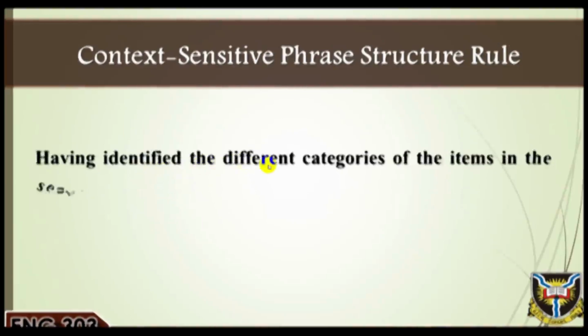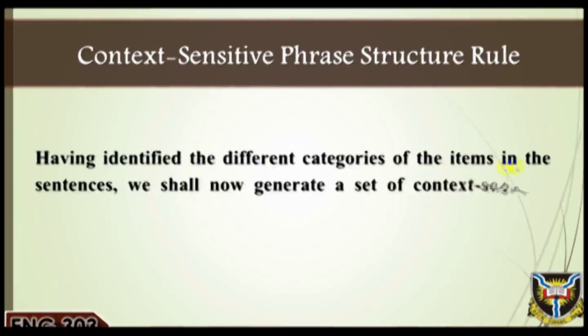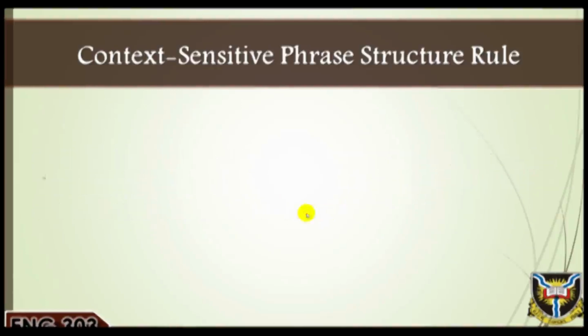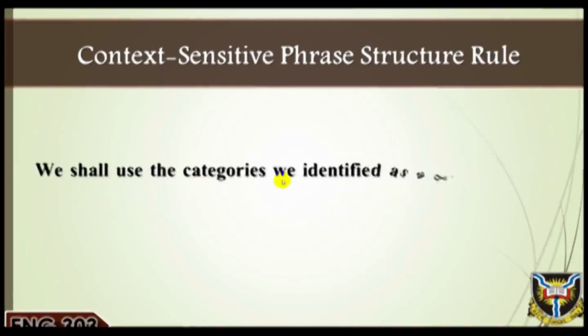Having identified different categories of the items in the sentences, we shall now generate a set of context-sensitive rules for the two sentences above. We shall use the categories we identified as a basis for these rules.